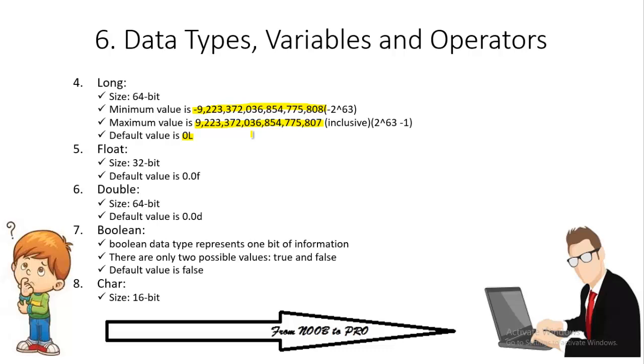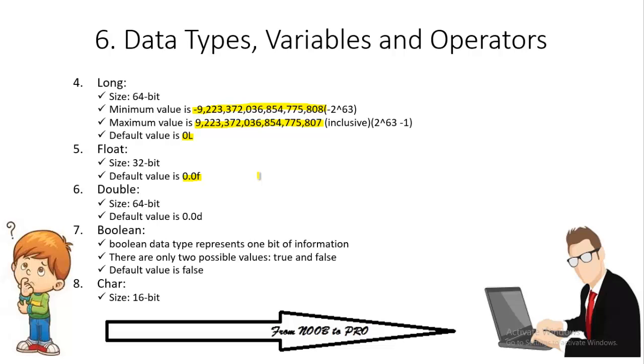Okay, so the next data type is float. The size of float is 4 bytes or 32 bits, and the default value is 0.0f. See the decimal here, which means if we need to use a fractional number as data, or what we say data with a floating decimal, we use float.